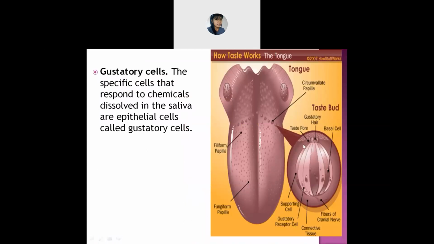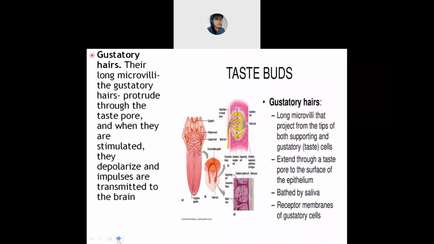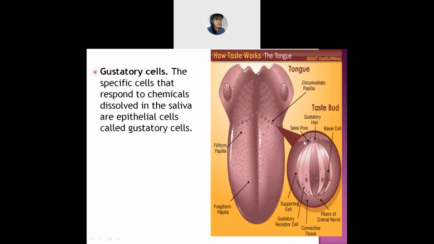They come out from where? They come out from this. That is the taste pore, no? It comes out from this. I hope you can see. This is the taste pore, and just above this, at the upper side, the gustatory hairs will come out. So this is known as the gustatory hairs.